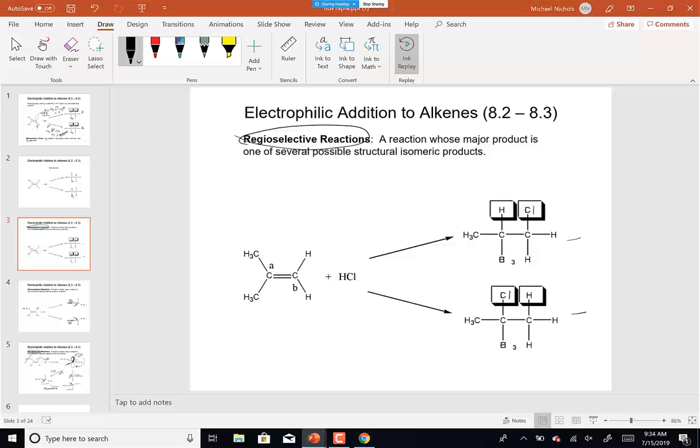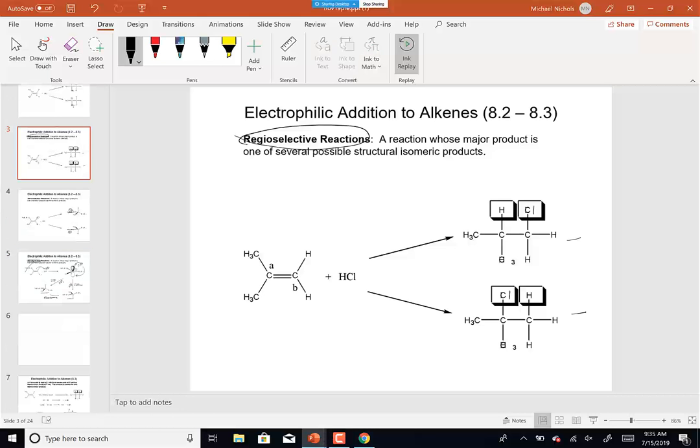So the selectivity part of this is the same. You've got to form two different products, and then you have to select one over the other. And if you do that, then the reaction is regioselective. So regioselectivity deals more with Markovnikov, anti-Markovnikov, and stereoselectivity deals with adding 50-50 or adding 100% cis and 100% trans. So in this case, adding HCl could be regioselective, but it will never be stereoselective. And it will never be stereoselective because you form a carbocation, and so you're automatically going to get 50-50 addition. Okay.